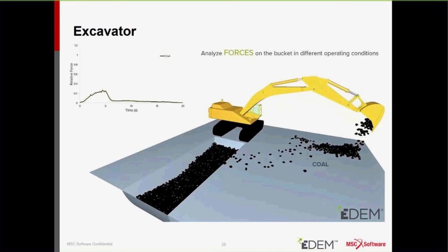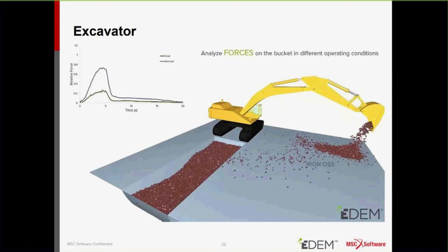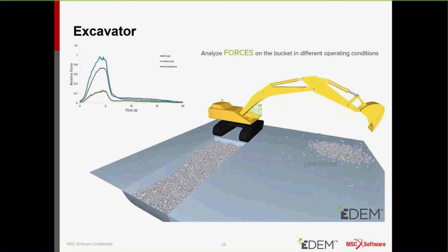When we compare those forces to two different materials, first an iron ore, a much heavier product that results in greater force, and then secondly also a limestone, which is slightly lighter, however, because of the cohesion, it has a greater resistance to being dug out.